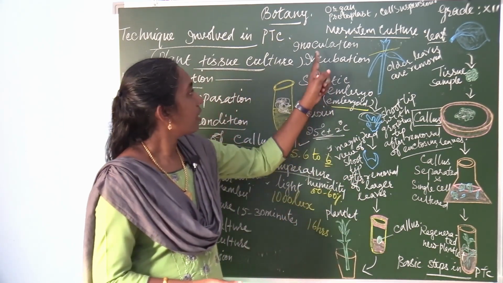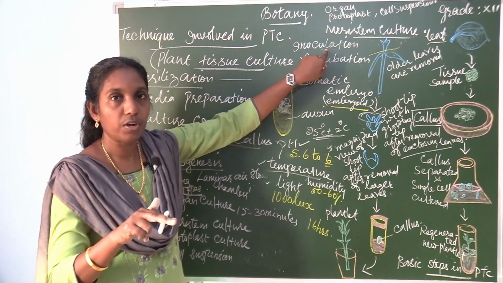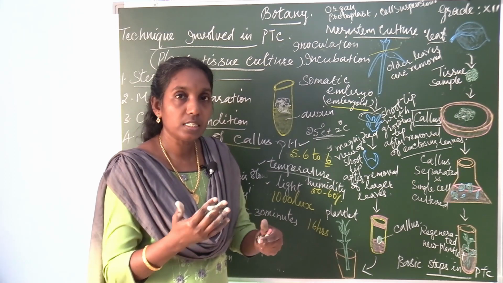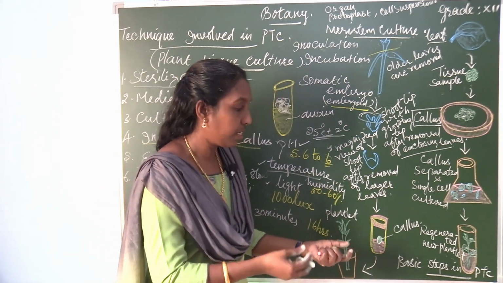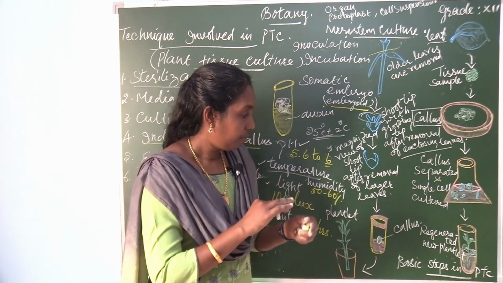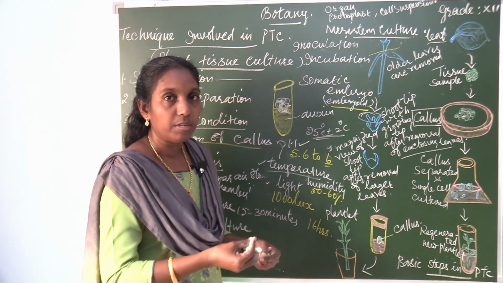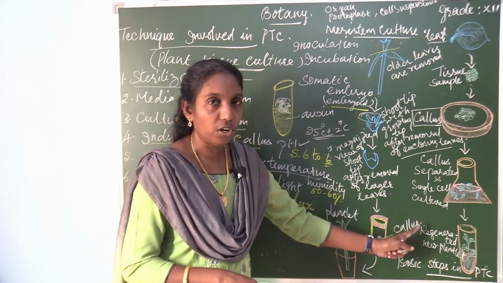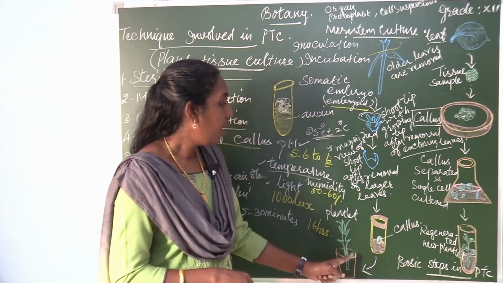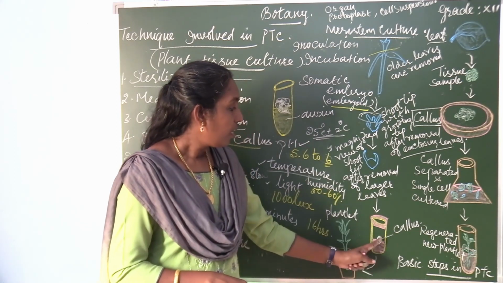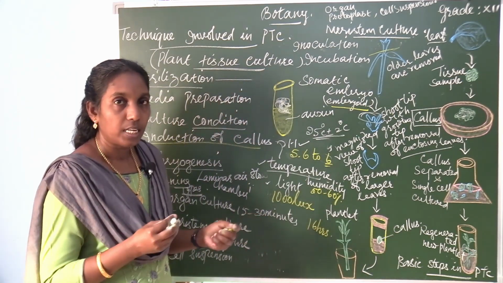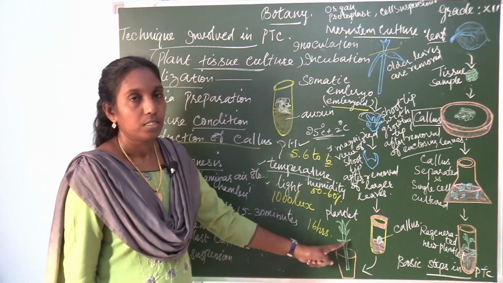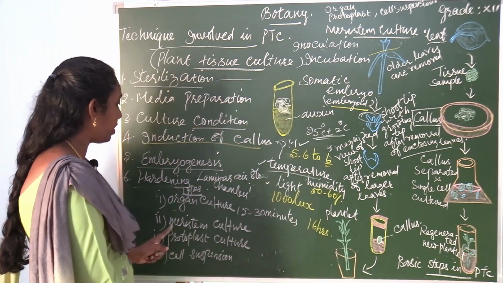So the process here is inoculation, the transfer of explant to the culture medium. When it is provided to the culture medium, callus is induced, the induction of callus. So this is callus formation. Finally, from this callus, embryogenesis, that is organogenesis, occurs and develops the new plantlet. So a new plantlet is developed under meristem culture.